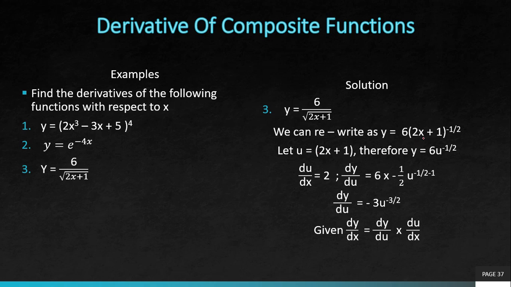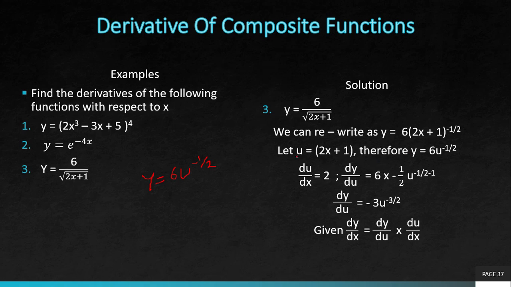Now, the innermost function here is 2x plus 1. Good. Then the outermost function is 6 times something raised to the power of minus 1 over 2. So this is a function of a function. We use our chain rule, but before that, let's assume our u is equal to the innermost function, which is 2x plus 1, right? Good. Now, if u is equal to 2x plus 1, we can say y will be equal to 6, right? Then u is 2x plus 1, so we write u, then everything raised to the power of minus 1 over 2. Is that okay? Good.